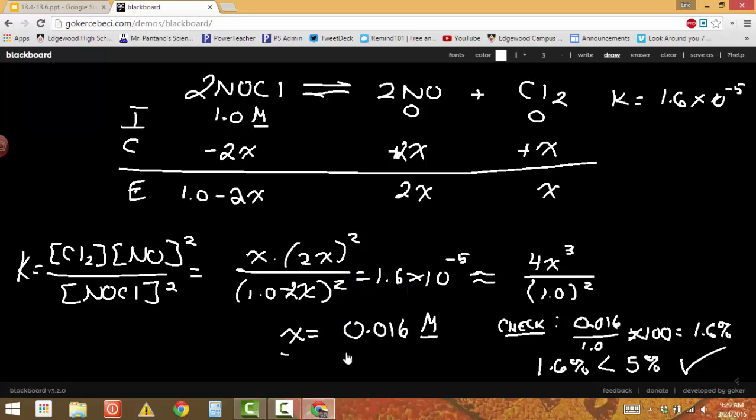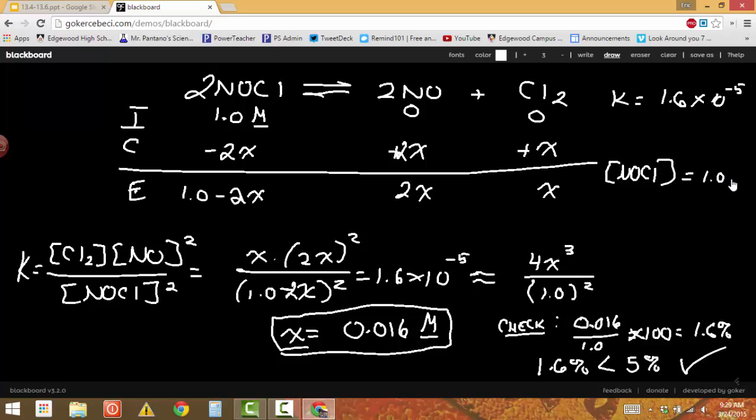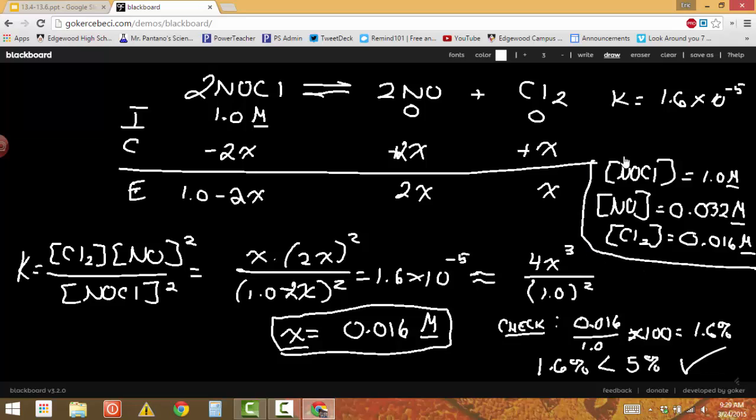So my x value then is 0.016, which means I'm going to subtract 2 times 0.016 from 1.0, which means it's just going to be 1.0. 2 times 0.016 for NO, and 0.016 will be Cl2. So concentration of NOCl at equilibrium is 1.0 molar. Concentration of NO at equilibrium is twice 0.016, which is 0.032 molar. And concentration of Cl2 at equilibrium is equal to 0.016 molar. Those are my equilibrium concentrations for this example.